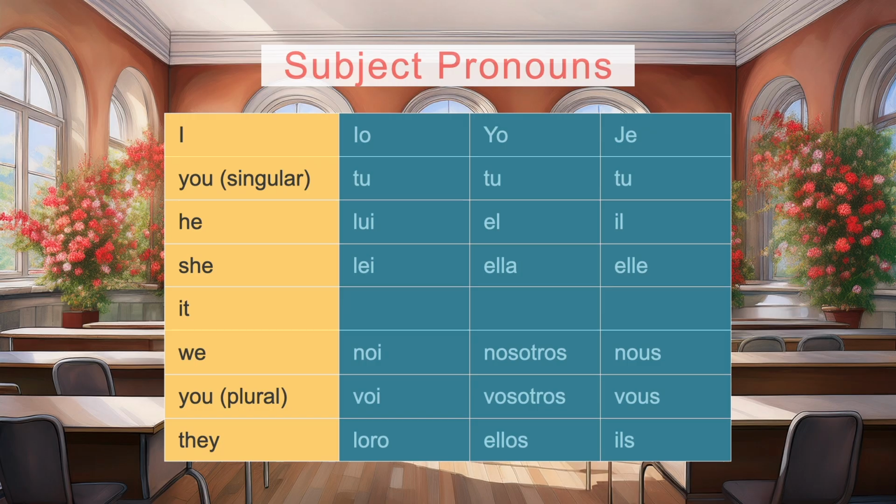The English subject pronouns are I, you, he, she, it, we, you for a group of two or more persons that you are talking to, and they for a group of two or more persons that you are talking about.